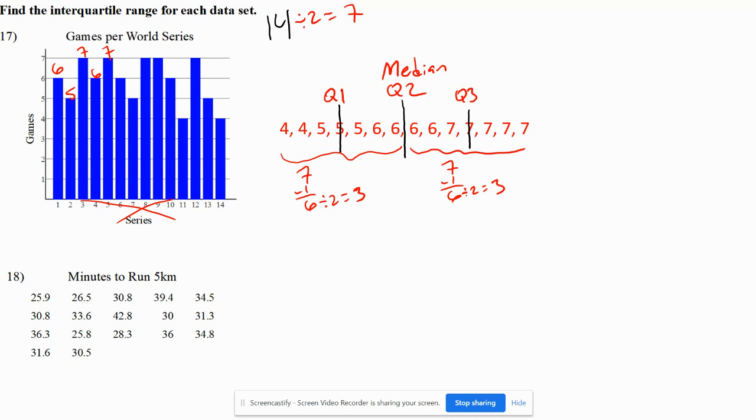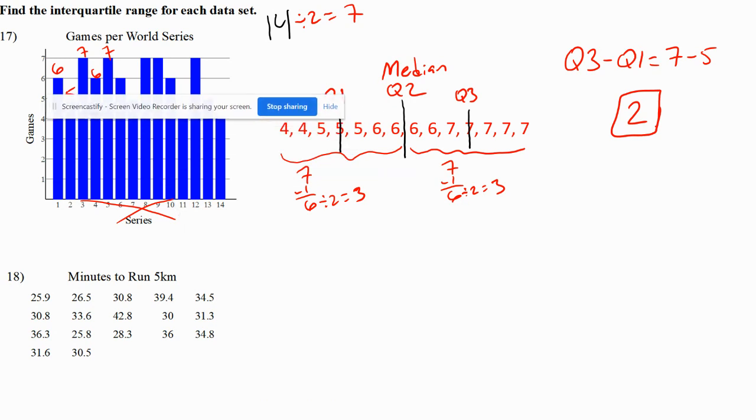For the interquartile range, all I'm asking is how much is quarter 3 minus quarter 1? So I'm asking here, how much is 7 minus 5? My result, I should just see 2.